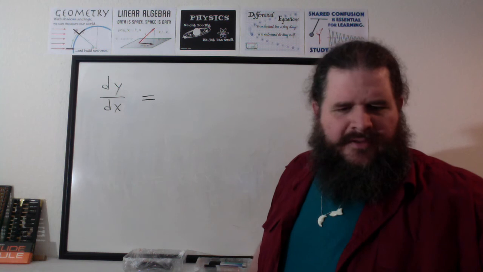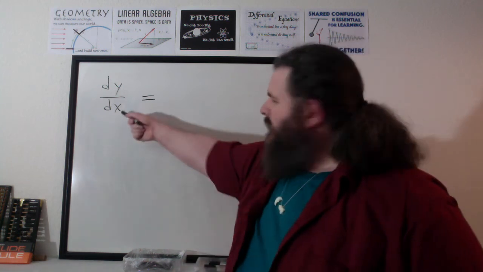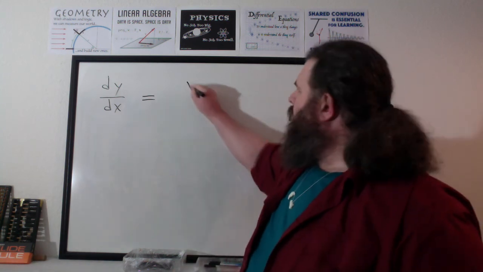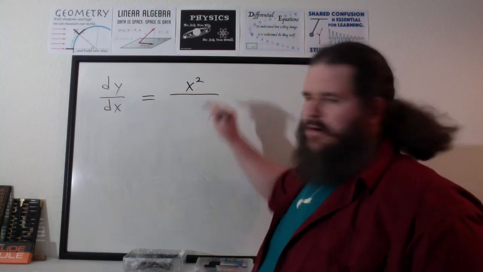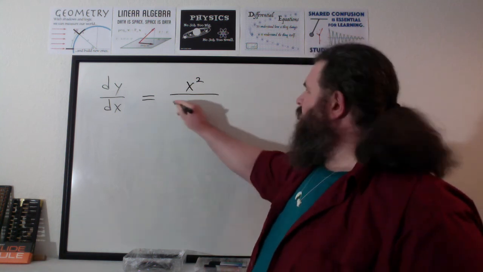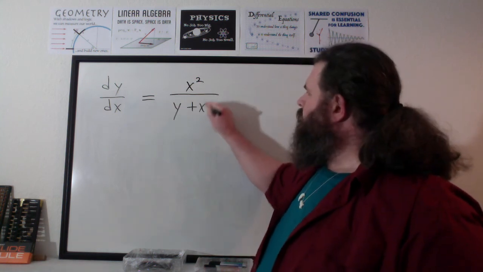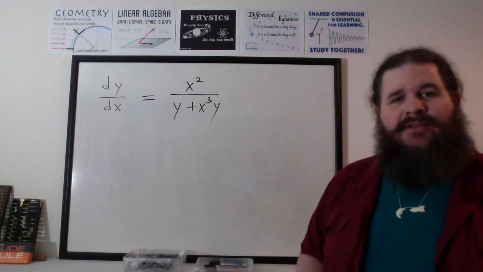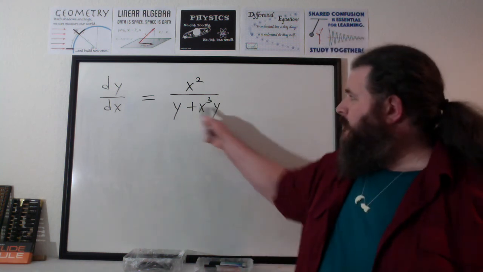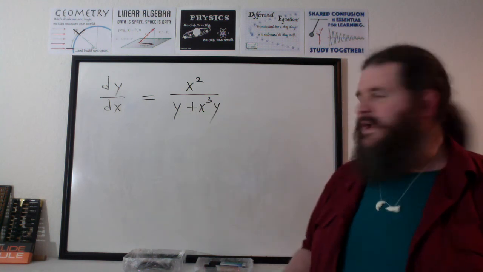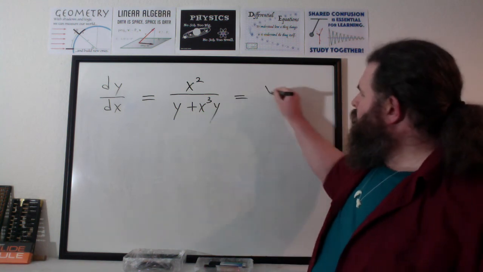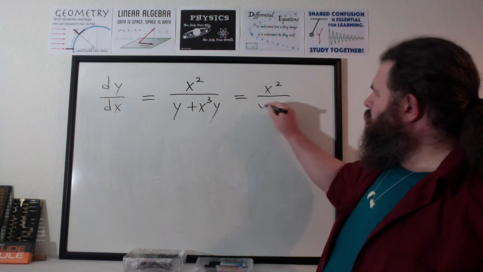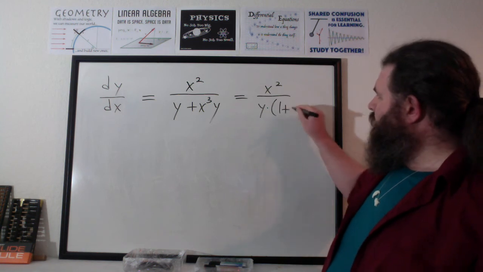One other example that I think is going to be useful, if we have dy/dx equals x squared over y plus x cubed y. Again, this might not look separable at first glance, but notice that both of the y's in these terms can be factored out. And we're left with 1 plus x cubed.